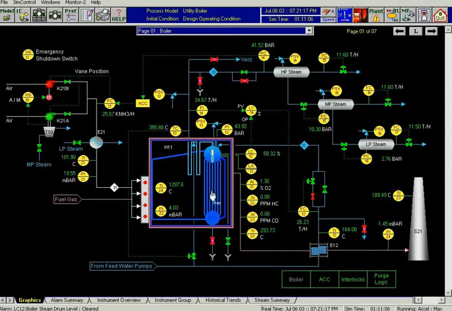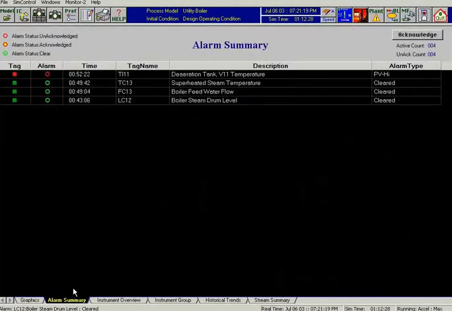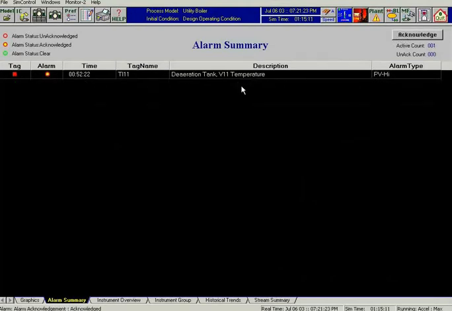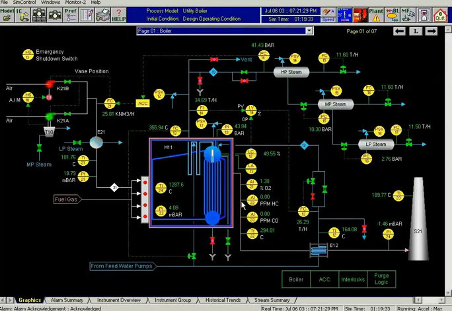Let's go to the alarm summary. The alarms are cleared. We acknowledge the alarms again to remove them from the alarm summary. That's all we could do from the control panel. Of course, someone should clarify and fix the problem of the feed water control valve. So we are back in normal operation. You have done a very good job. Thank you.